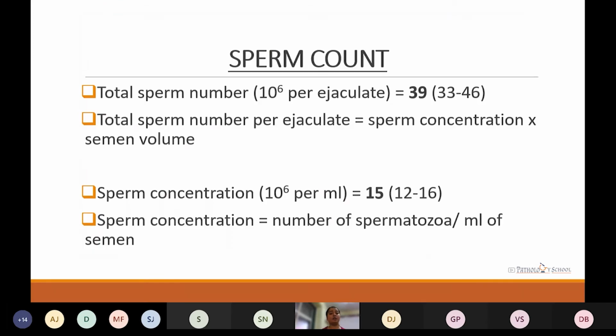Okay, so now what about sperm count? What are the exact numbers? The total sperm number is 39 × 10^6. The total sperm number per ejaculate is calculated by sperm concentration multiplied by semen volume. The sperm concentration is equal to 15 × 10^6, and sperm concentration is equal to total sperm number divided by the volume of the semen.